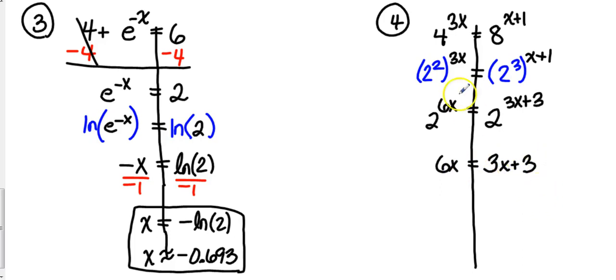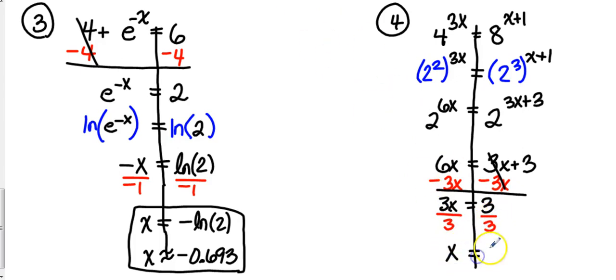And now we can solve for x. We will subtract 3x from both sides. 3x equals 3. And then to finish, we will divide both sides by 3. And we're done.